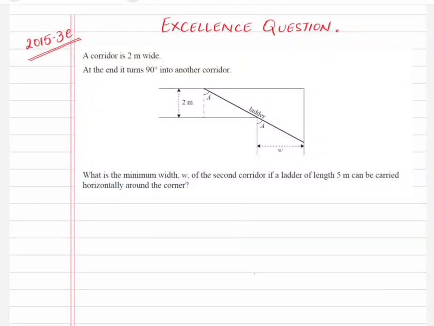Hi guys, let's solve this excellence question. It is from 2015 and it's a differentiation question. A corridor is 2 meter wide. At the end, it turns 90 degrees into another corridor. So here it's 90 degrees.